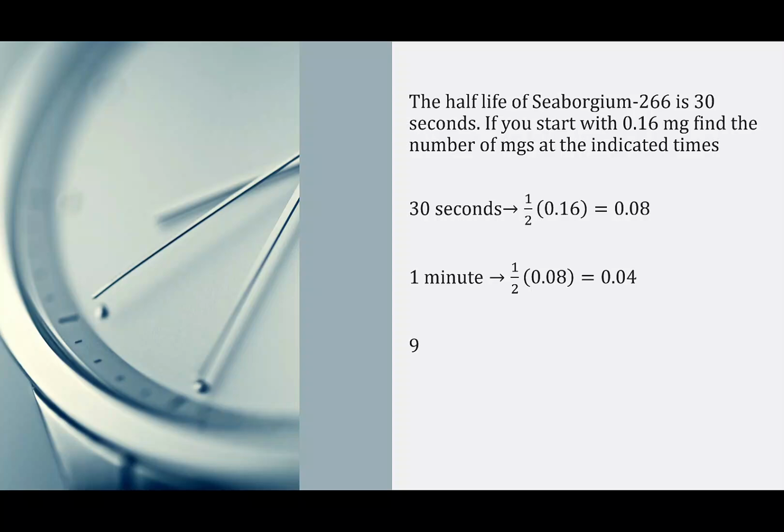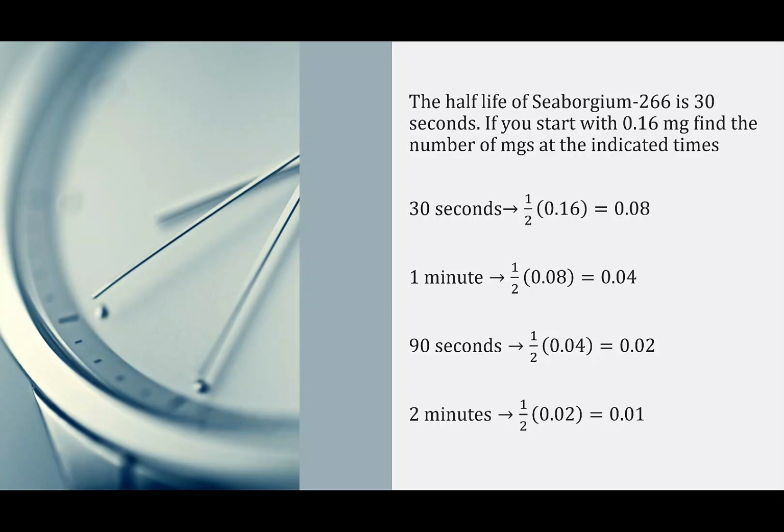If I add another 30 seconds, which makes it 90 seconds altogether, I now have half of 0.04, which is equal to 0.02. If I look at 2 minutes from my beginning time, I'll now have half of my previous amount of 0.02, which is 0.01.